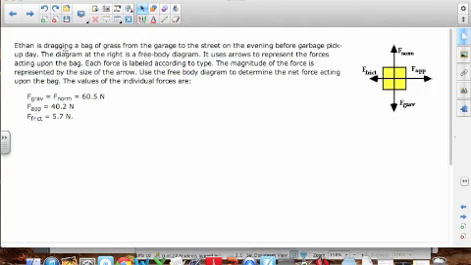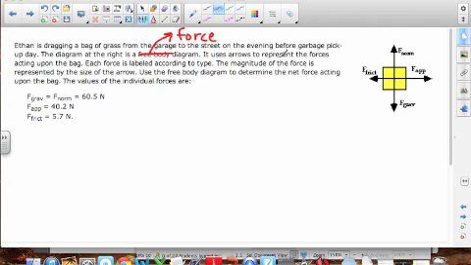Ethan is dragging a bag of grass from the garage to the street on the evening before garbage pickup day. A diagram at the right is a free body diagram. And let me just translate this for you. Free body is the same exact thing as saying a force diagram. I have no idea why they call it free body. It's such a ridiculous name.